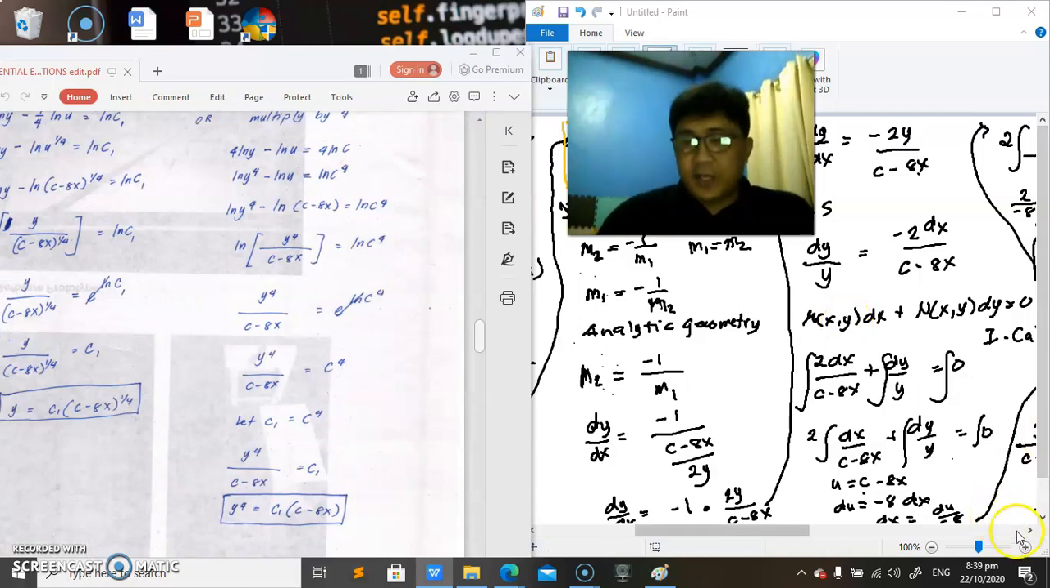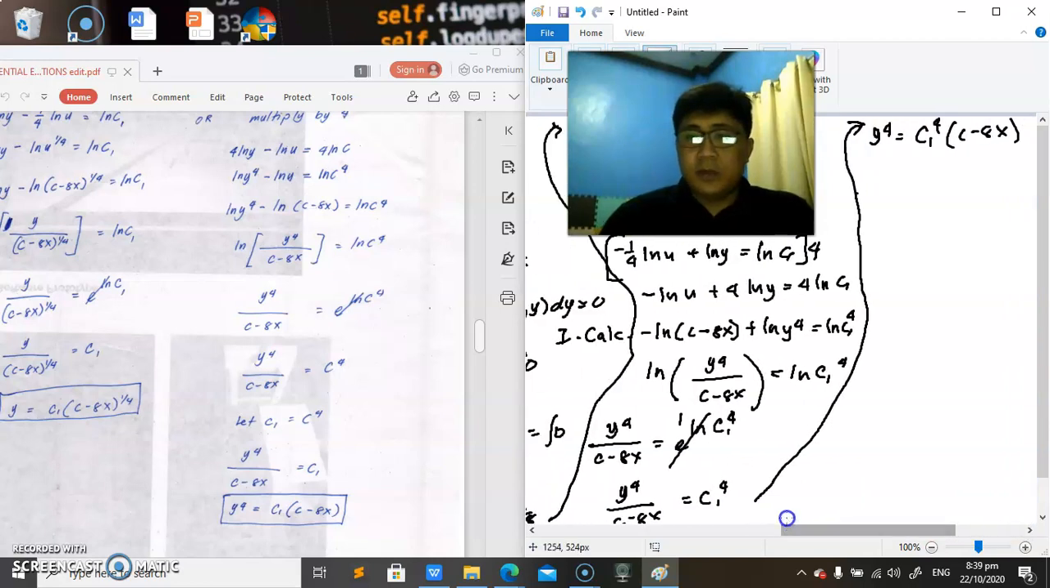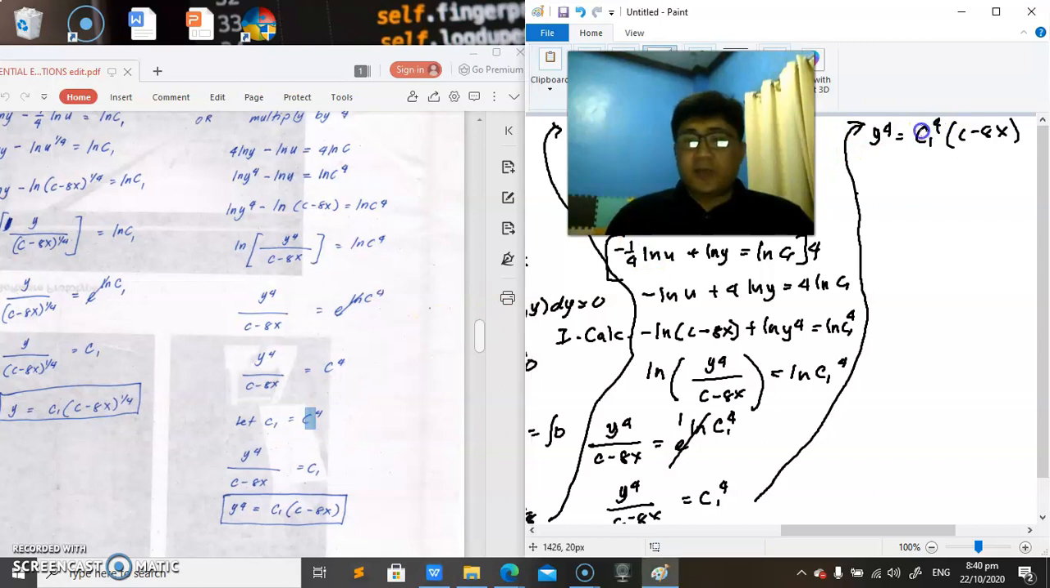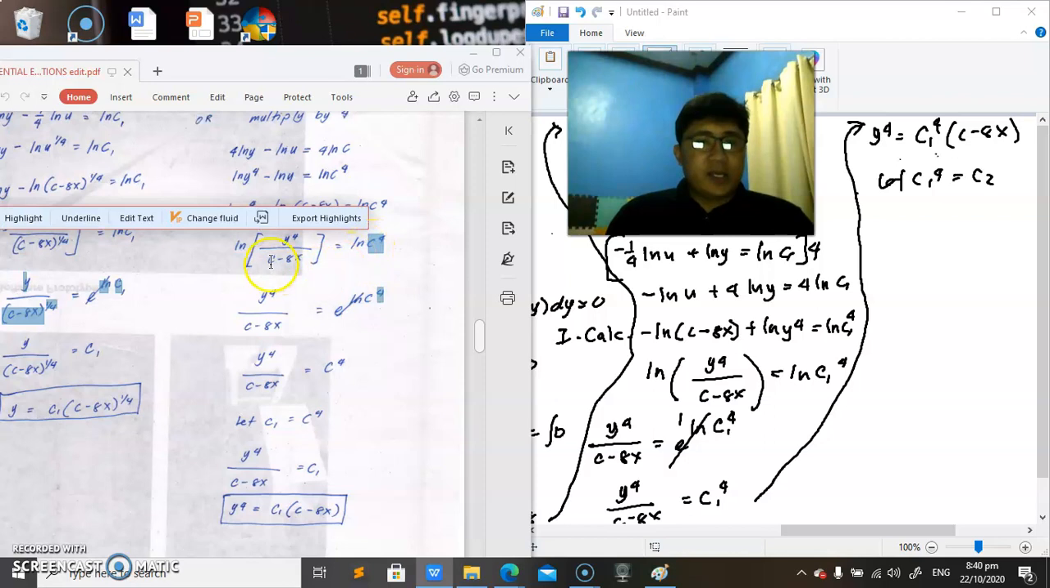So, if you could see, our answer is y raised to the power 4 equals c sub 1, for here, c sub 1 is supposedly from here, so we could actually write it like c sub 1 raised to the power 4 equals c sub 2. So from here, I forgot to write the 1, so I corrected it here so that we are not confused into thinking that this c is just equal to this c.